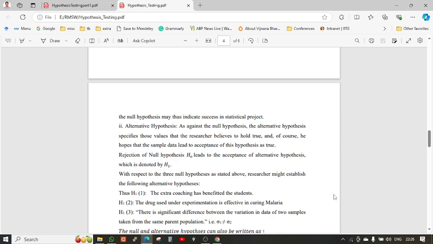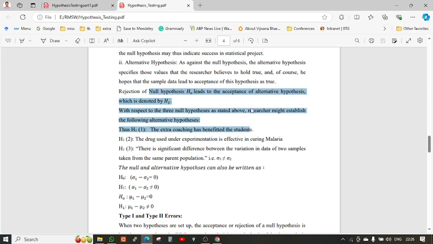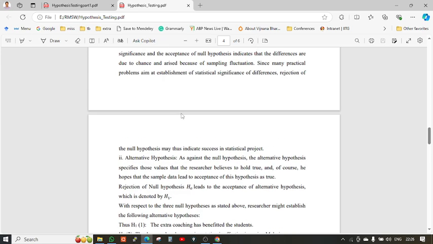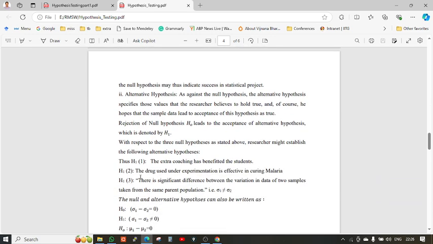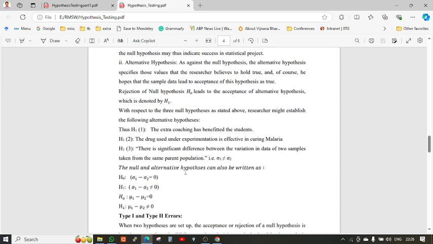So the second part is the alternative hypothesis. It is the opposite of whatever you are thinking or assuming in the null hypothesis. The positive side might mean the drug is effective, there should be a need for extra coaching classes, and there should be a difference between the two variables. Whatever we studied in the previous slides is called the alternative hypothesis. If one hypothesis is rejected, the other is obviously accepted.